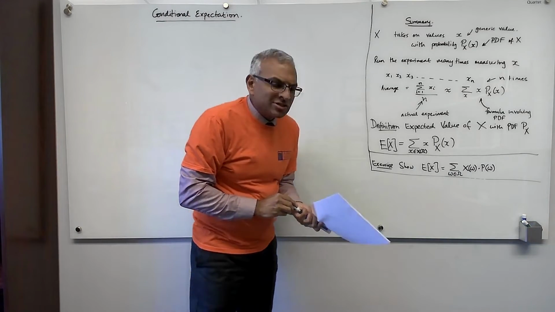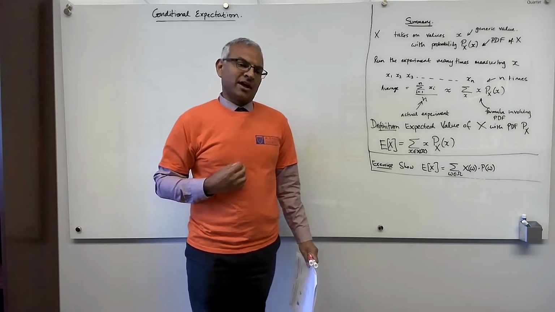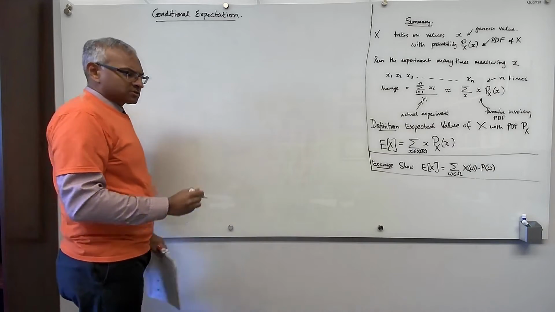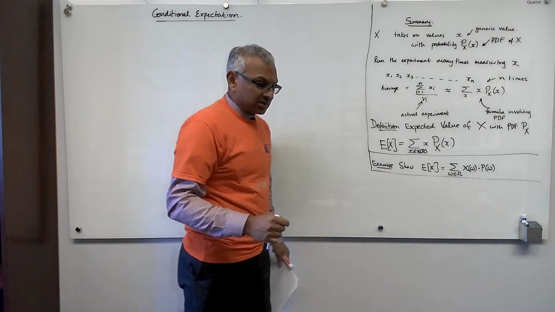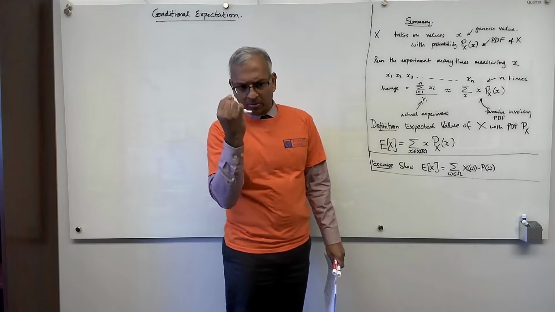So, how do you change your expectation? How do you update your expectation when new information arrives? And we'll work with an example. Let's look at, if you pick a random person in the US, what will their height be? So we're interested in the random variable height.